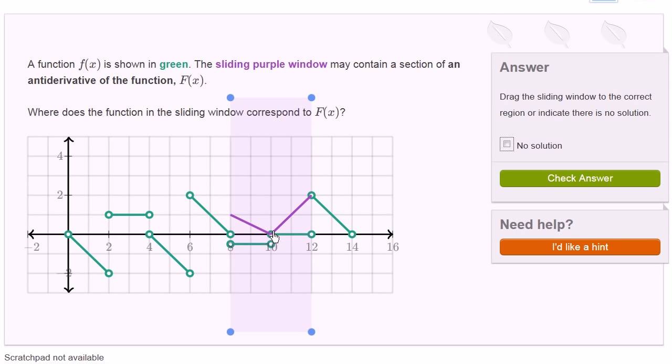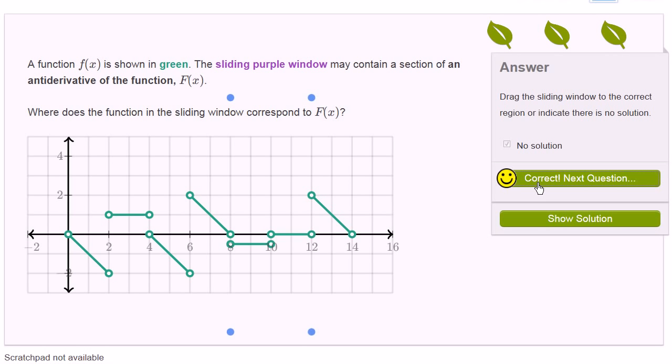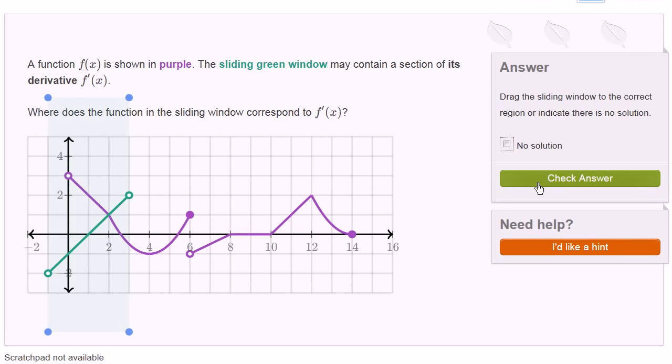But then on the purple function, we have a positive slope. But where the potential derivative is here, we just have a slope of 0. So this doesn't match up either. So it looks like in this case, there's actually no solution. Let's see if this works out. Yes, correct. Next question. Let's do another one.